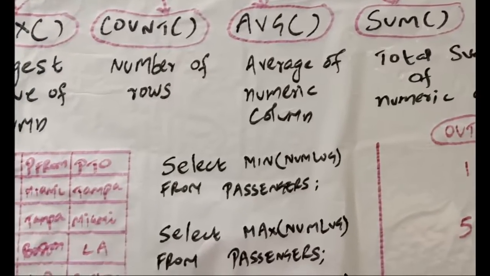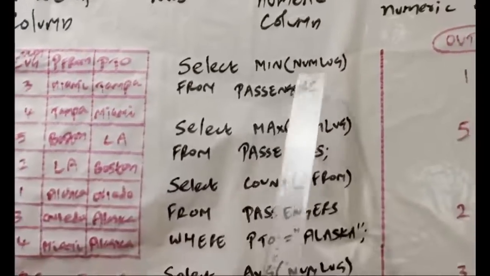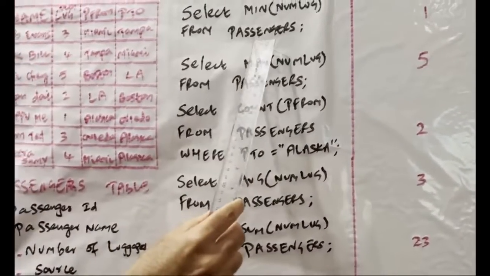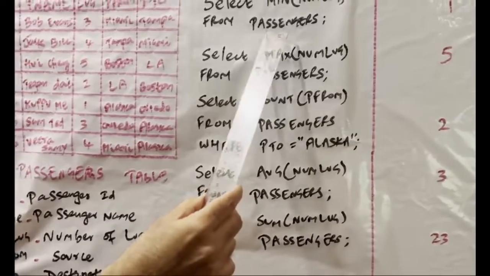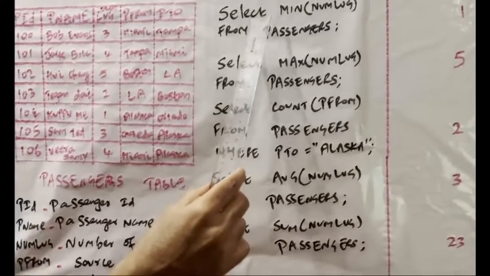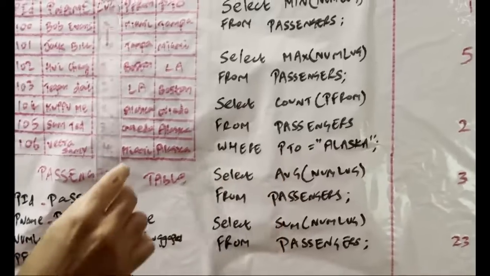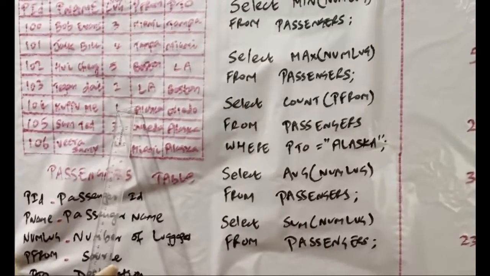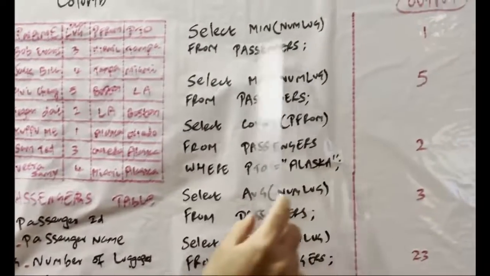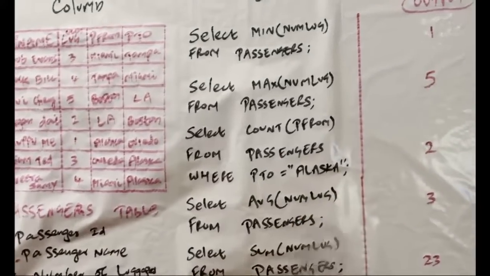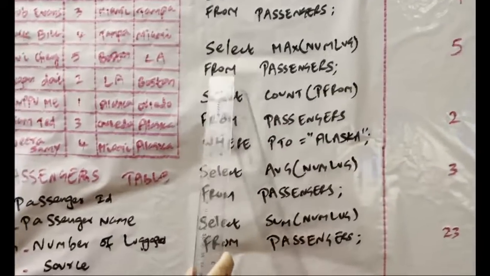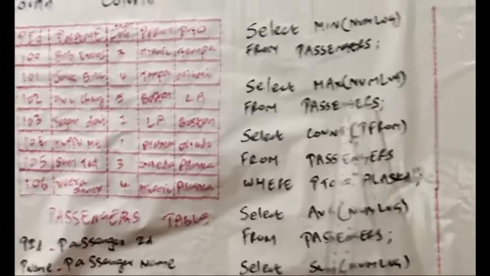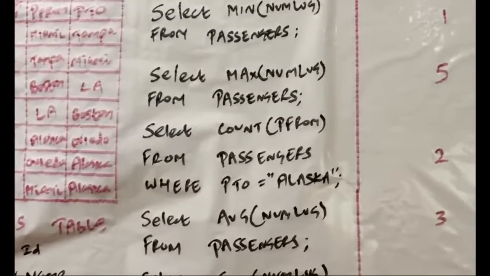SUM gives the total sum of the numeric columns. So let me give an example query for each of them. Select min of numlog, the numeric column, from passengers. I am saying display all the rows of the table passengers and select the minimum out of it. When you come here, numlog has 3, 4, 5, 2, 1, 3, 4. Obviously the minimum is 1, so one passenger has only one luggage. That's the result. Similarly, select max of numlog from passengers. Here the max is 5, so this passenger has 5 luggages, probably traveling with family.